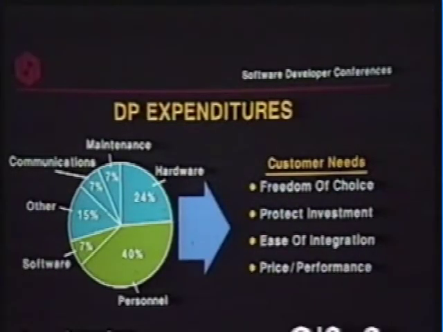This chart depicts the data processing expenditures that are driving the customer needs for open systems. I'm sure we're all acquainted with this pattern of DP expenditures, but what's important to notice is the 40% that is created by the personnel costs of training and retraining people as we bring in new systems and adopt new technologies to achieve even better price performance.